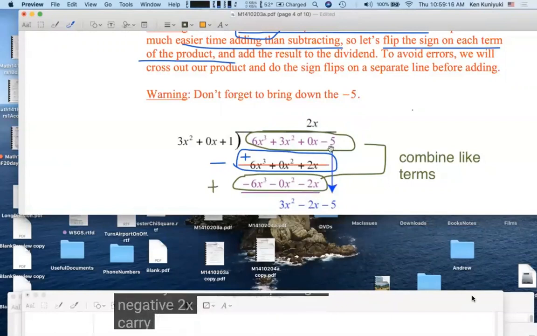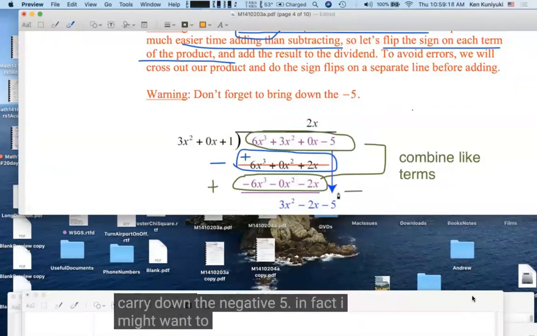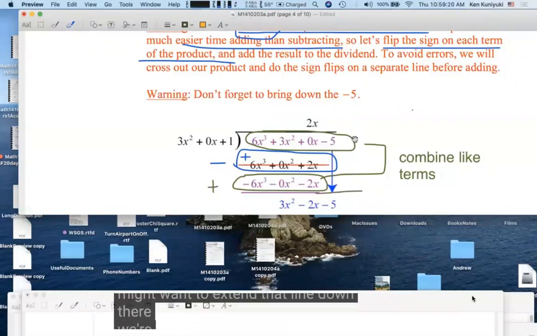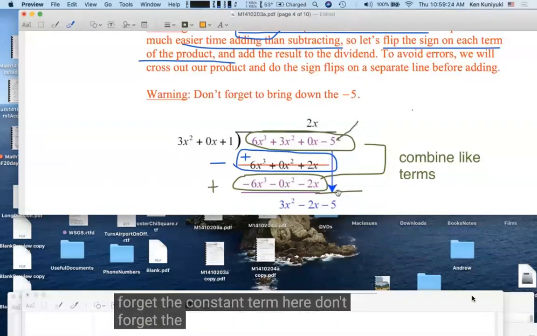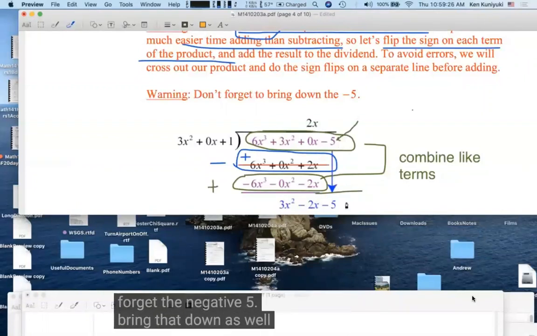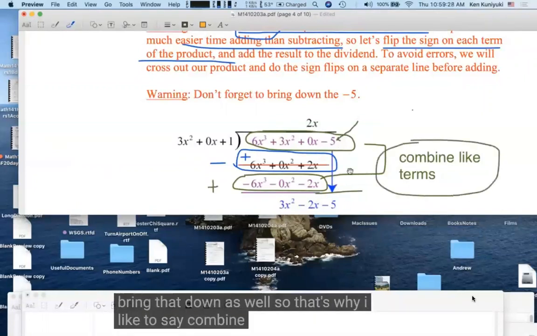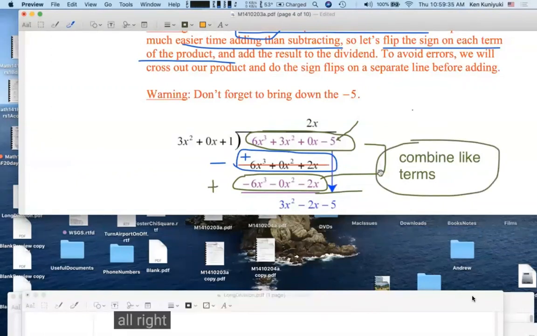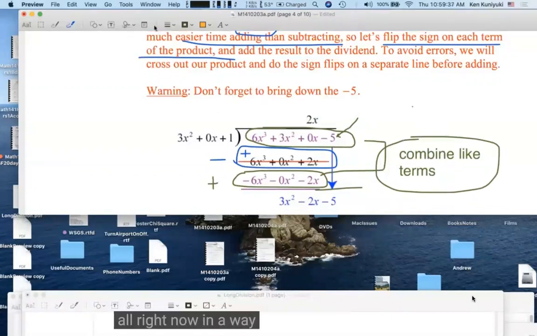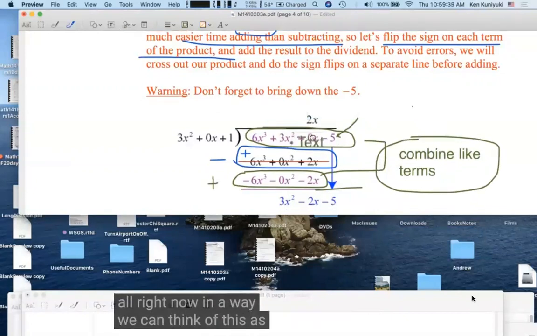Carry down the negative 5. In fact, I might want to extend that line down there. We're combining all the like terms. Don't forget the constant term here. Don't forget the -5. Bring that down as well. So that's why I like to say combine like terms. You don't want to forget the -5. All right. Now, in a way, we can think of this as the new dividend.